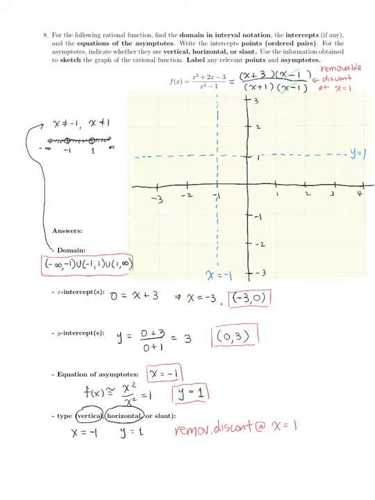Now let's jot down the intercepts. The x-intercept is -3, 0, which will be right here. And also, the y-intercept is 0, 3. Okay, and for sure we're going to have a hole at 1.